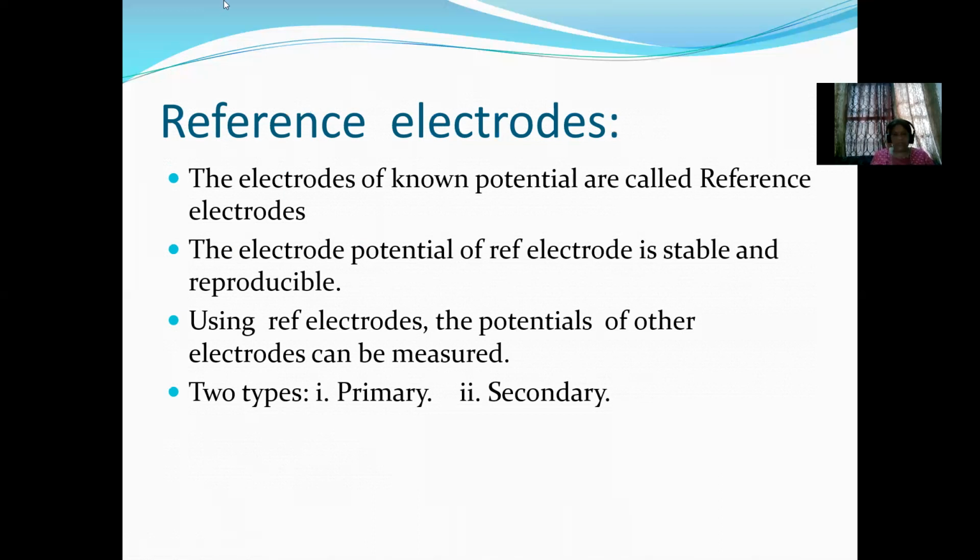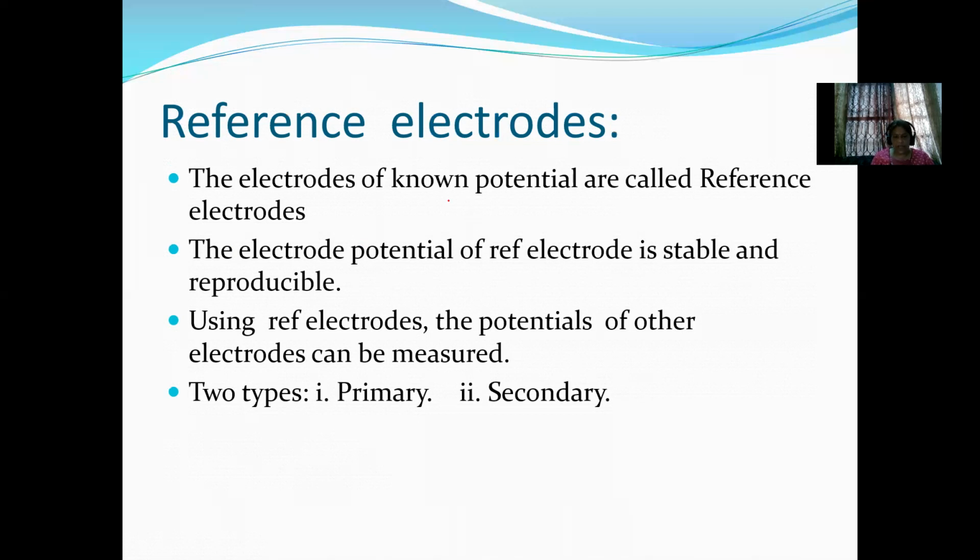What are the reference electrodes? Reference, what we refer. Reference electrodes are also called standard electrodes. You should have a standard value in front of you to measure whatever experiment you are doing, so that the experimental result can be compared with the standard or reference values. So reference always means the standard values, right? So what are the reference electrodes? The electrodes of known potential are called reference electrodes.